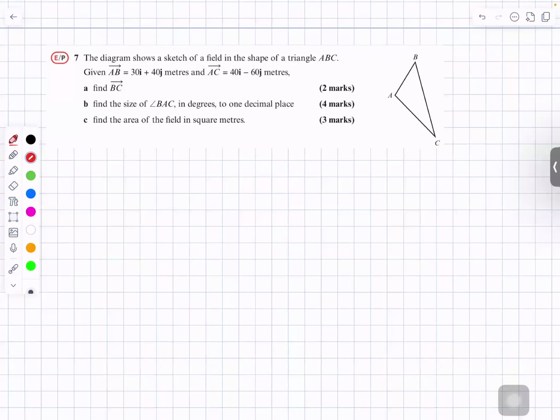Right. I didn't fully know. I got an answer, but I'm not sure if it's right. Okay, let's see. In A-level exams, you try and get some marks. Yeah. Do something to get some marks.